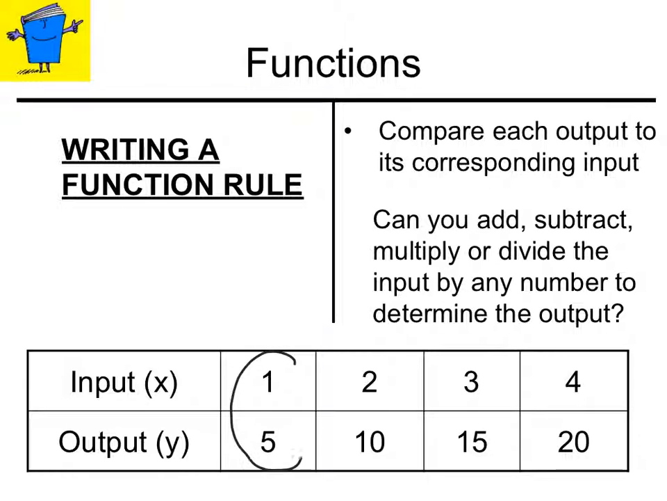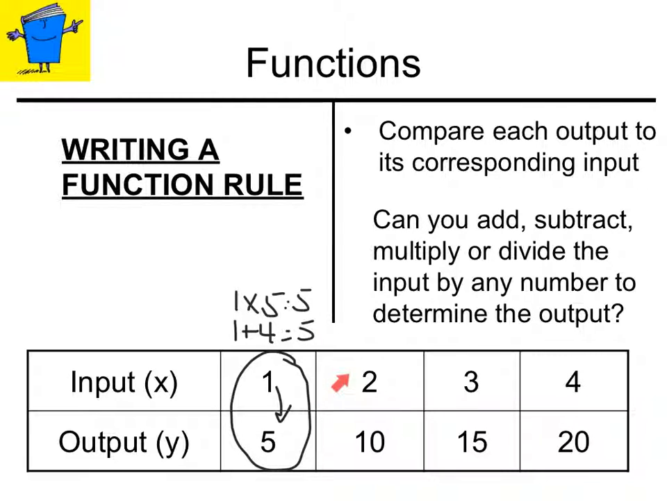What do I do to 1 to get it to 5? Well, if I'm just looking at going from 1 to 5, I could say, well, 1 plus 4 would equal 5, or 1 times 5 would equal 5. Either of these rules would work for this problem, the input of 1 and the output of 5. So I go to the next number in my input-output table, and I see I'm going from 2 to 10.